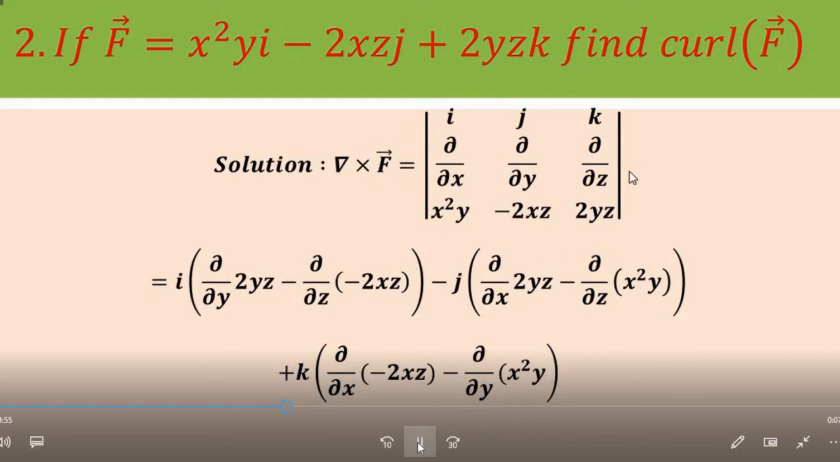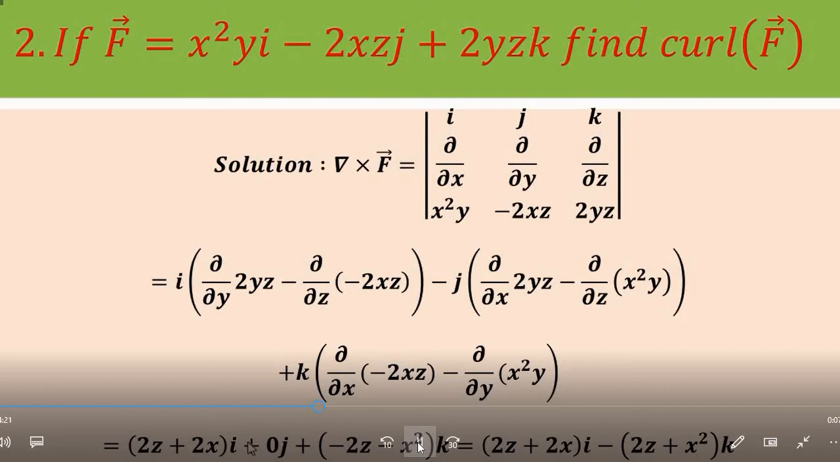Now after evaluating this determinant, we get i into ∂/∂y of 2yz minus ∂/∂z of minus 2xz, minus j into ∂/∂x of 2yz minus ∂/∂z of x²y, plus k into ∂/∂x of minus 2xz minus ∂/∂y of x²y.